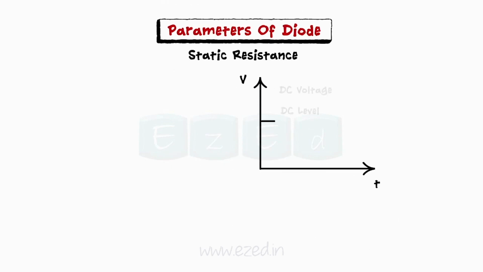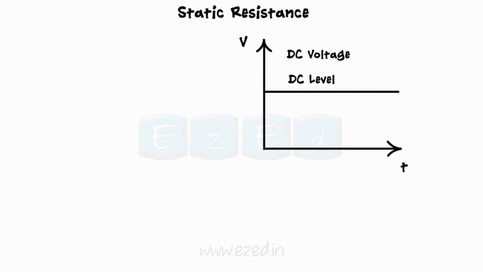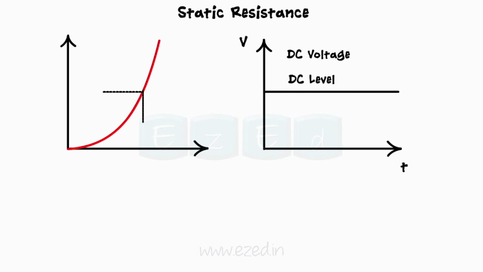When the diode is operated in the DC voltage, the resistance of the diode is called as DC or static resistance. From the characteristics of the diode, this resistance is calculated by the ratio of V upon I. As DC source remains constant, we can compute V upon I ratio throughout the characteristics graph.